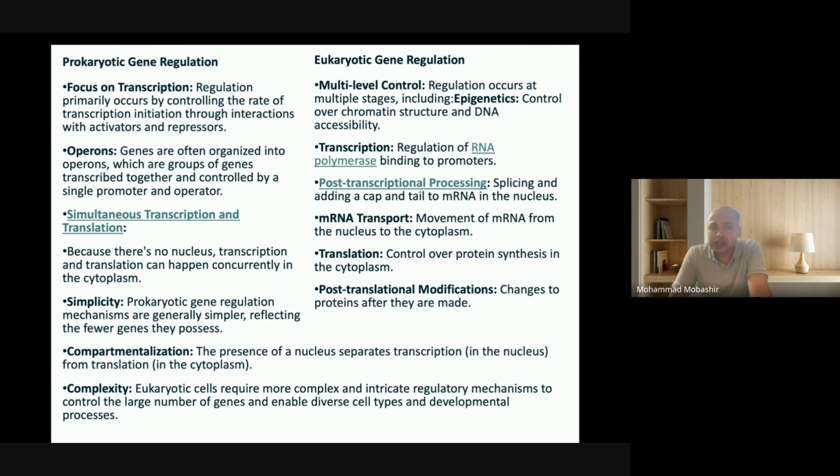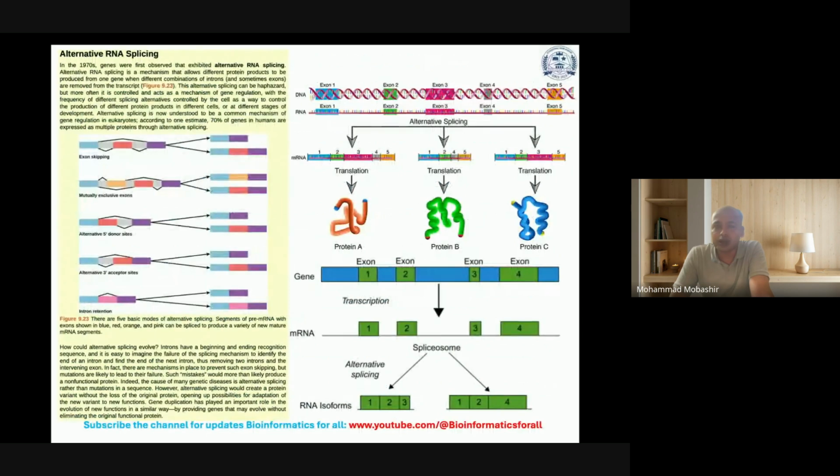Simplicity, prokaryotic gene regulation mechanisms are generally simpler, reflecting the fewer genes they process. Compartmentalization, the presence of a nucleus separates transcription from translation complexity. The eukaryotic cells require more complex and intricate regulatory mechanisms to control the large number of genes and enable diverse cell types and developmental processes.